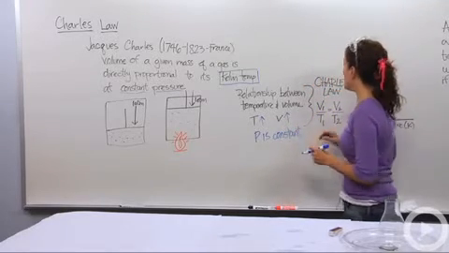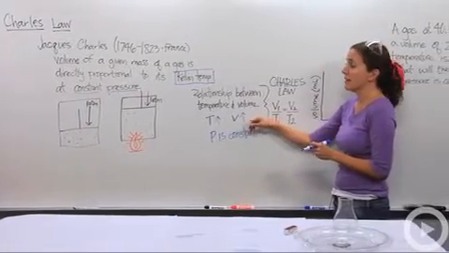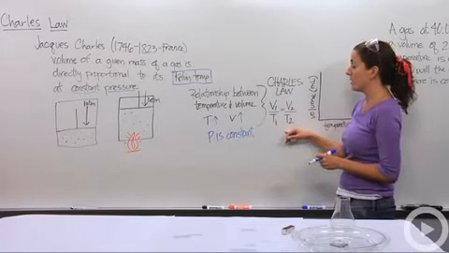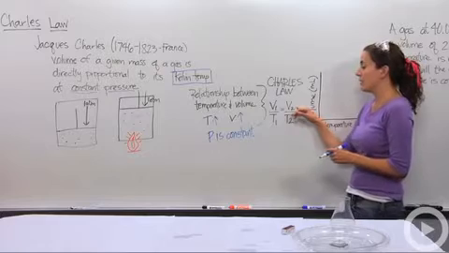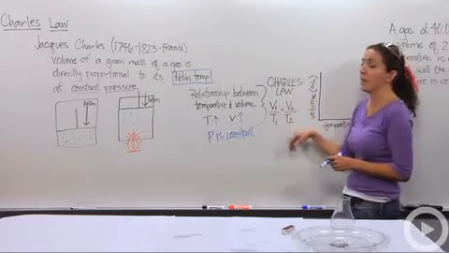Okay? So with Charles' Law, we have a direct relationship, as stated in the actual law. And we can make it mathematical: volume 1 divided by the temperature of 1 equals the volume of the second one divided by the temperature of the second scenario. So this is Charles' Law mathematically.